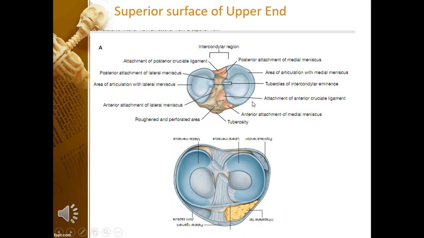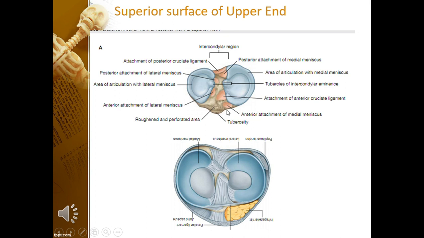On the central most prominent area of the intercondylar region or intercondylar eminence, you can see two raised tubercles, the medial and lateral tubercles, while the rest of the area is roughened, and you can see attachments of important intracapsular ligaments of knee joint, as well as the attachment of menisci.